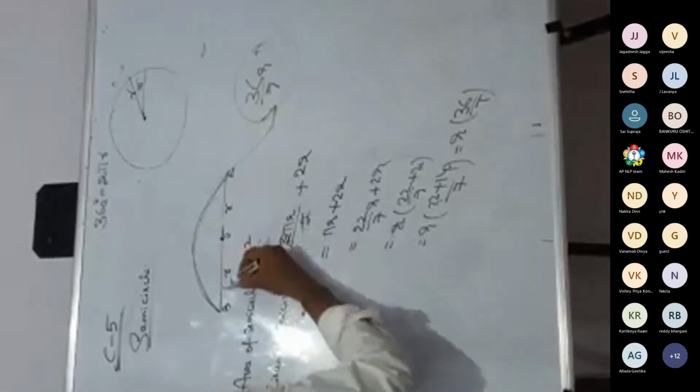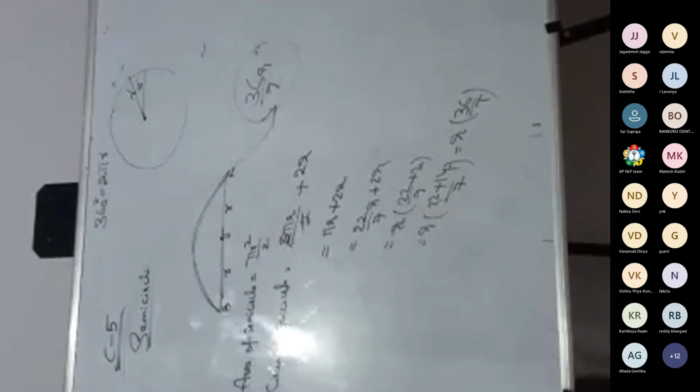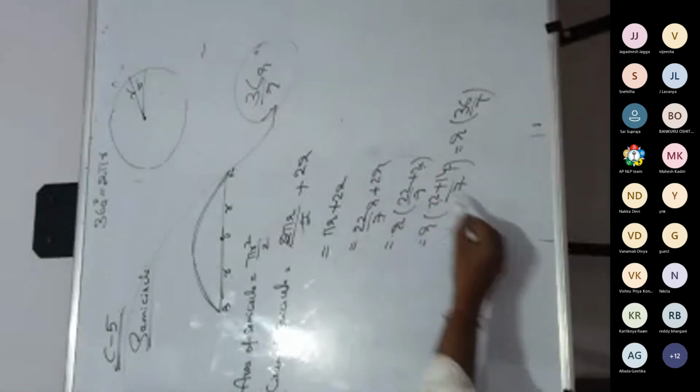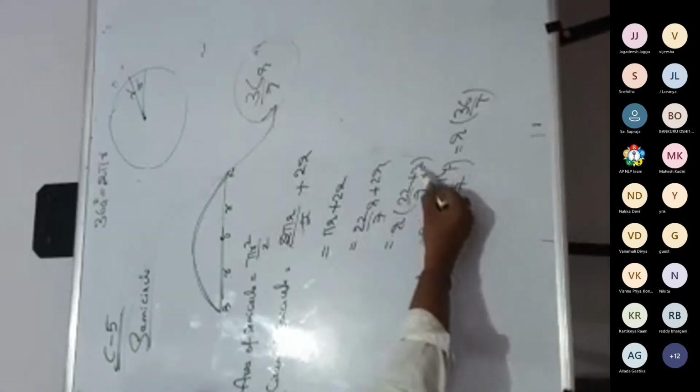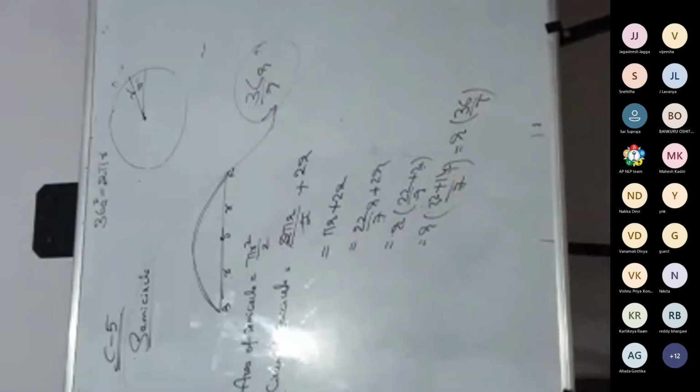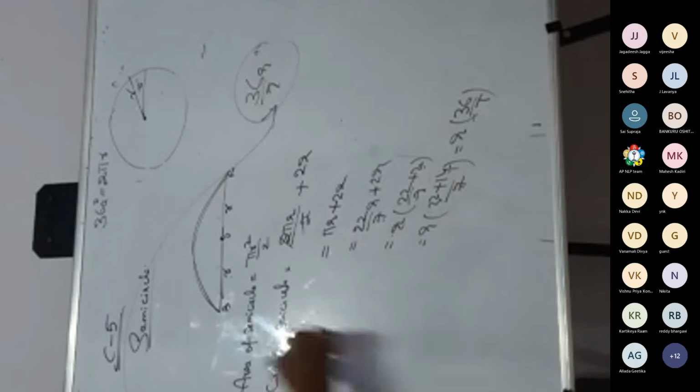From here to here is pi r, then another r, another r, so pi r plus 2r. Pi is 22/7, r plus 2. Taking r common, 22/7 plus 2. 2 times 7 is 14, 22 plus 14 by 7. 22 plus 14 is 36. So r into 36/7. Hey, this is the semicircle answer. Right? So next one.